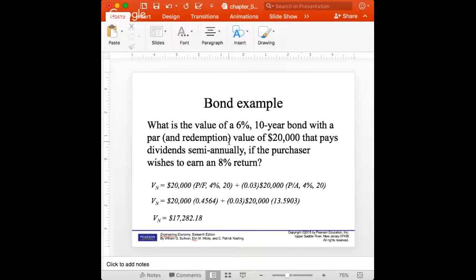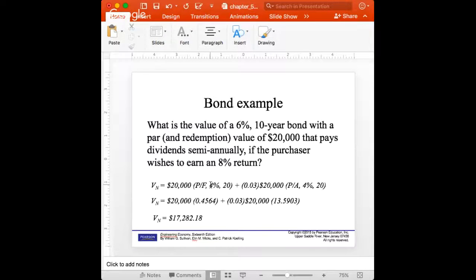We want to find out the value of the bond. So we're solving for V sub n. It's equal to $20,000, which is our redemption value. It's the face value of the bond. If we're going to keep this bond to maturity, that's 10 years down the road. So it's $20,000 times P given F. So we'll move the $20,000 back to time 0.